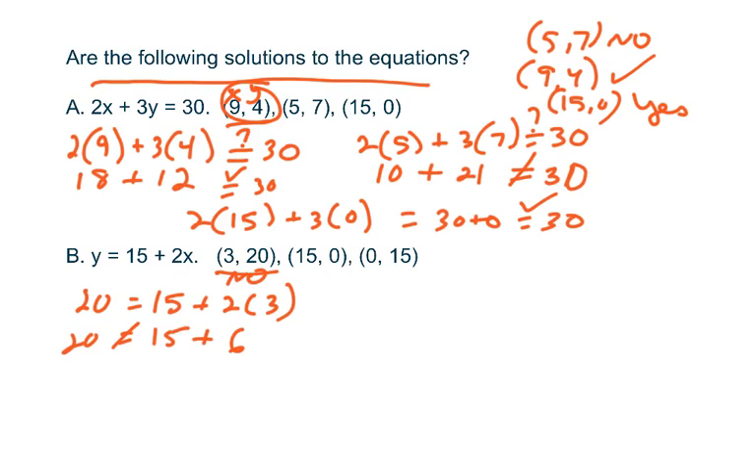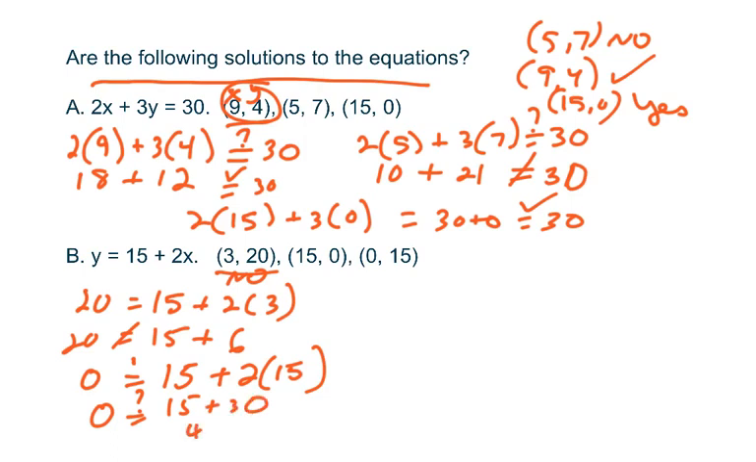Let's try 15 comma 0. So the 0 is the y. Is 0 equal to 15 plus 2 times 15? So order of operations. So 0, is that equal to 15 plus 30? No way. So that's a no.